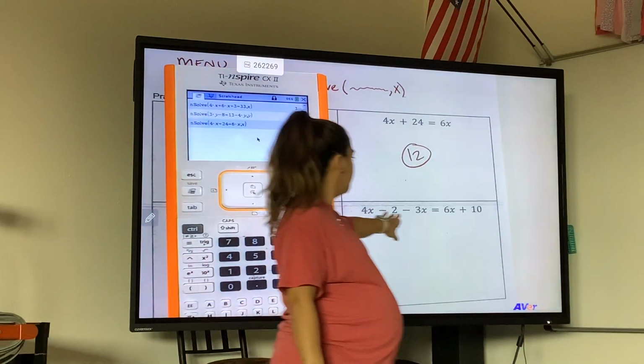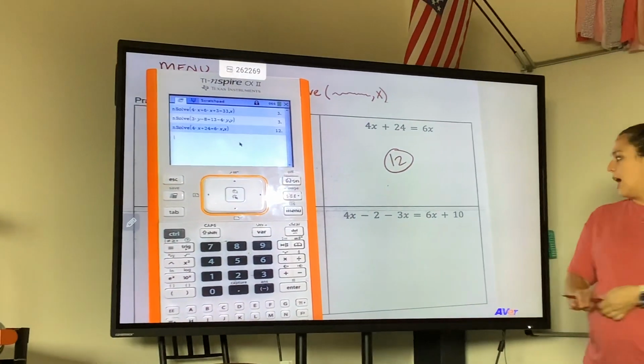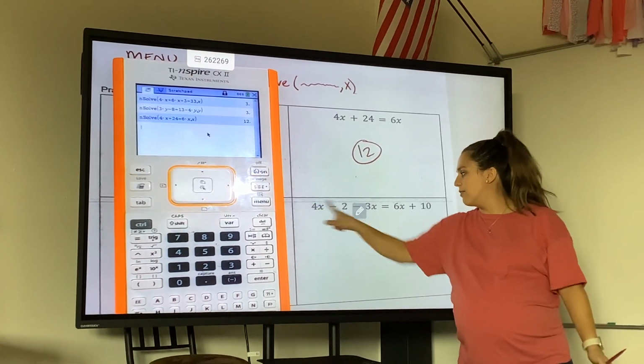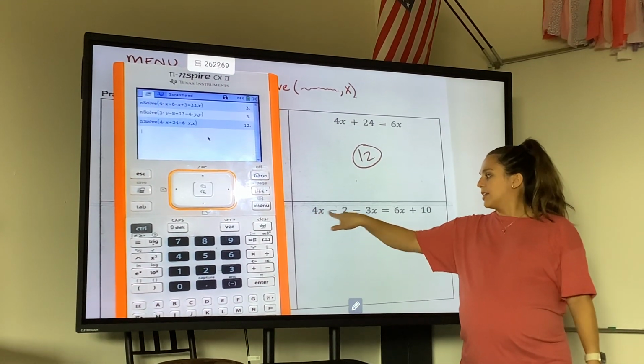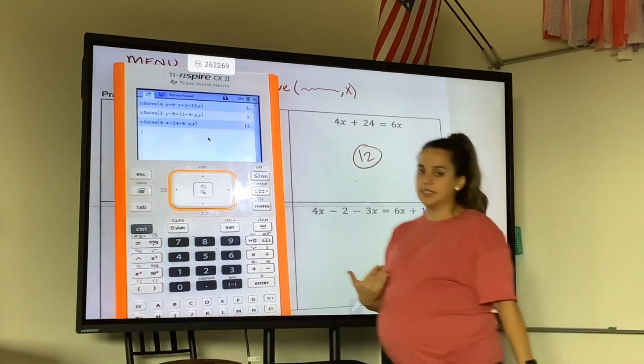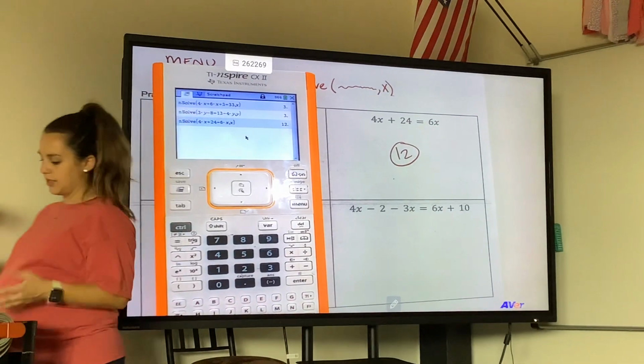All right, last one. This is a little bit longer. Just to be clear, I see some minus signs here. There are no negative signs on this one. A negative would have popped out in front, remember? So we have 4x minus 2 minus 3x equals 6x plus 10. That's exactly how I write it in my calculator, is how I read it.